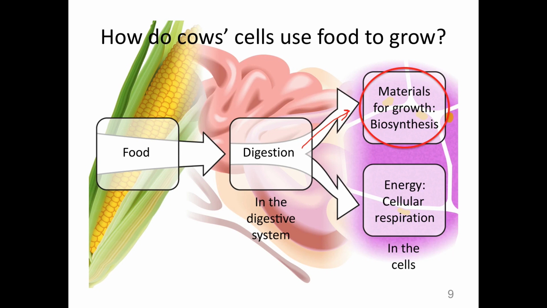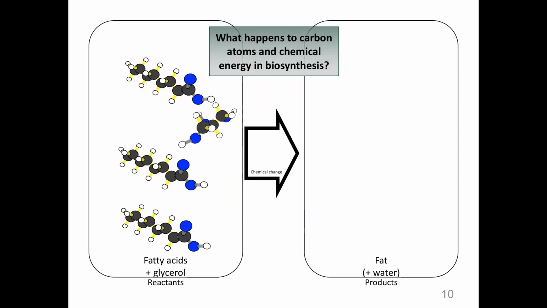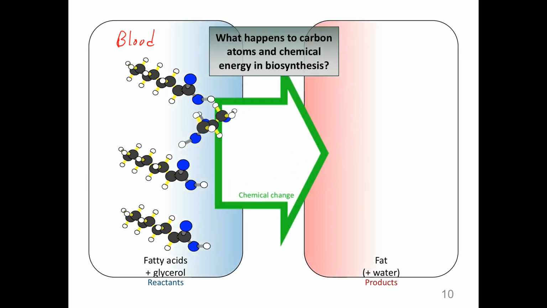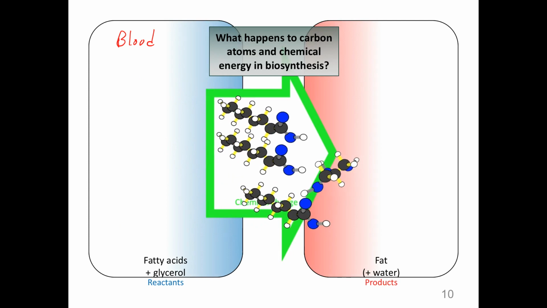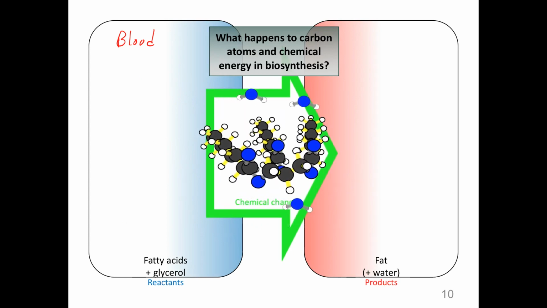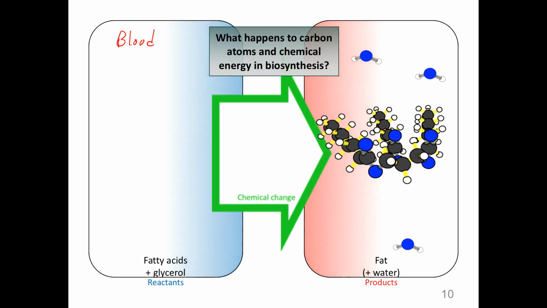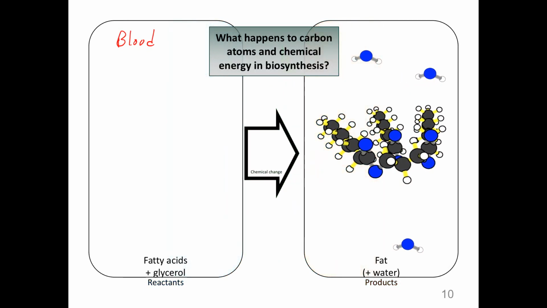So when we take in food, you have one of two choices. So what happens to chemical atoms and chemical energy in biosynthesis? If we have some fatty acids and glycerol here, some things that have already been absorbed, remember, these have been absorbed in the bloodstream. So these molecules would be in the blood already and have already gone through digestion. If we watch what happens to these molecules, our body can chemically change them and turn them into a larger organic molecule, something called fat. And notice that water is given off in this case when we do that.